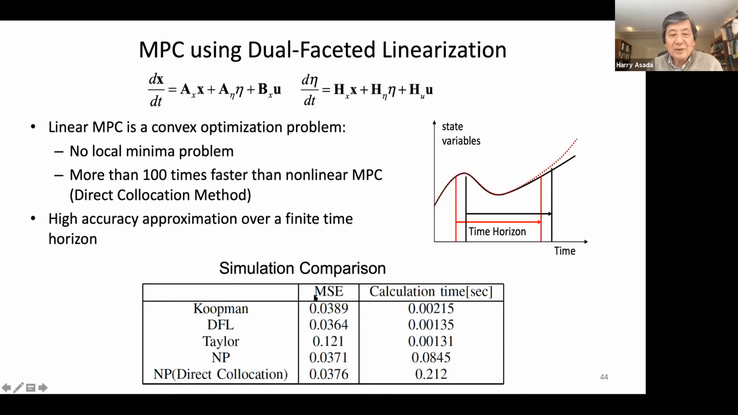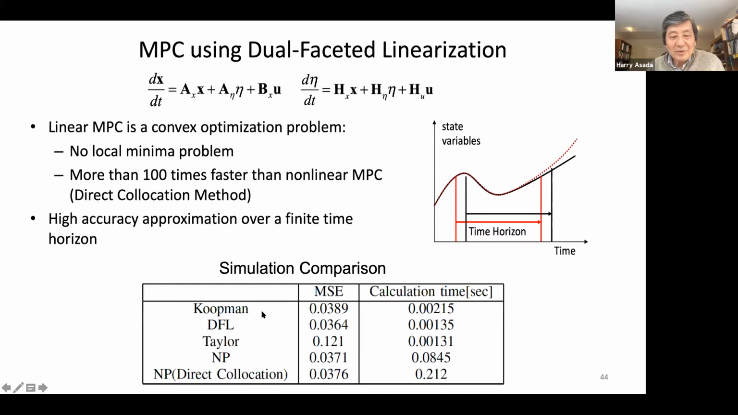The first one is mean squared error, basically computational performance, right? And then calculation time. So when we use the DFL, the mean squared error is 0.0364, and even if you use full-scale nonlinear programming applied to MPC, the error is almost comparable. But for time of computation, nonlinear programming takes about 80 times longer, and this one 200 times longer. So it's pretty complex.